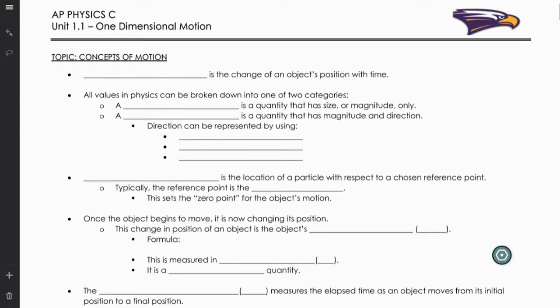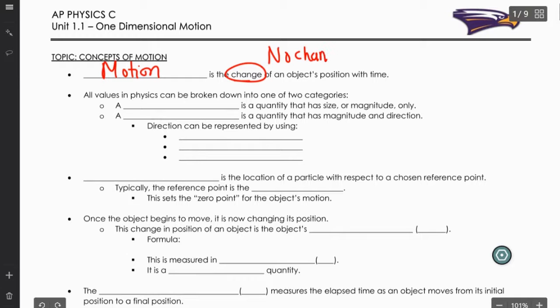So the first thing is we're going to define what motion is. Motion is the change of an object's position with time. So, things have to change. That's a couple of big things here. If a position does not change, then there is no motion. The object is at rest. So no change equals no motion. You have to change the position for there to be motion.